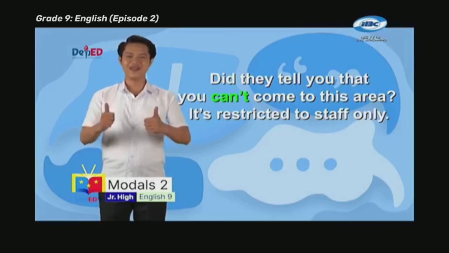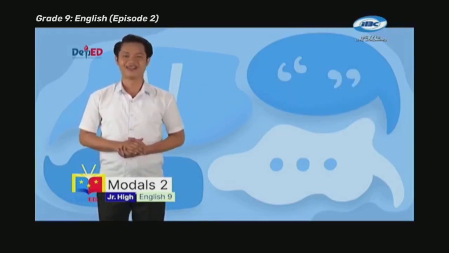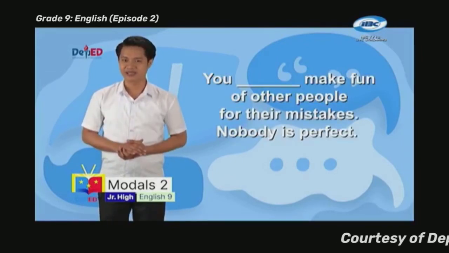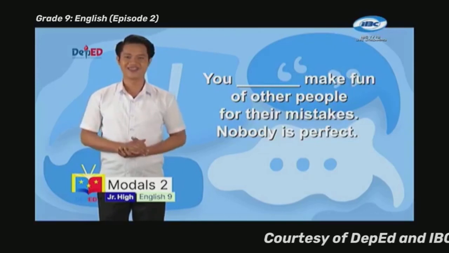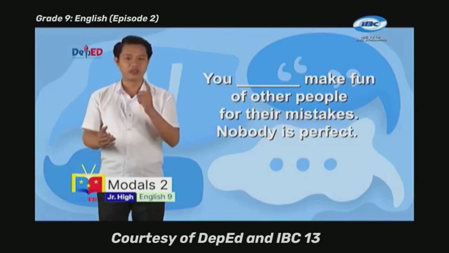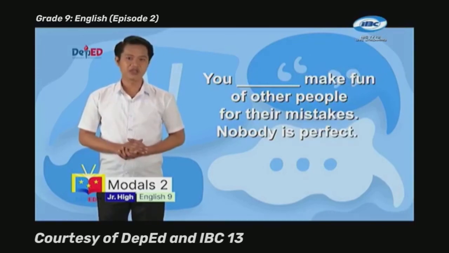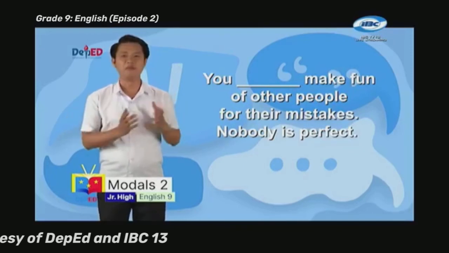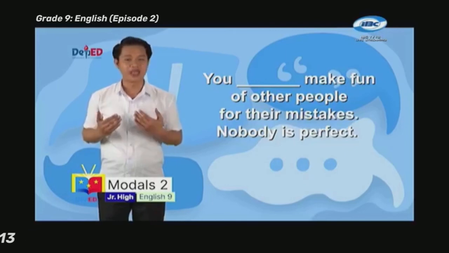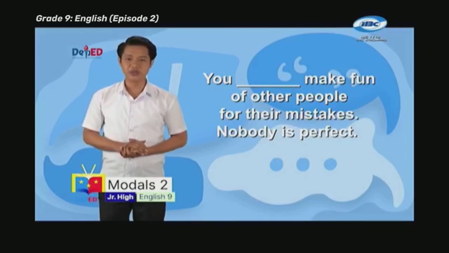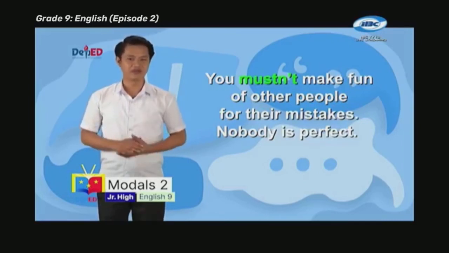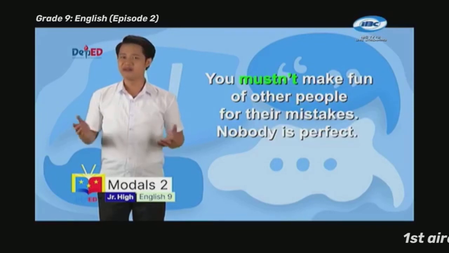You're doing good! Let's have this last one. You blank make fun of other people for their mistakes. Nobody's perfect. In this sentence, I am trying to tell you that you should not shame people. Should I use can't or mustn't? Since the instruction is coming from me, the speaker, we should use mustn't. You mustn't make fun of other people for their mistakes. Nobody's perfect.